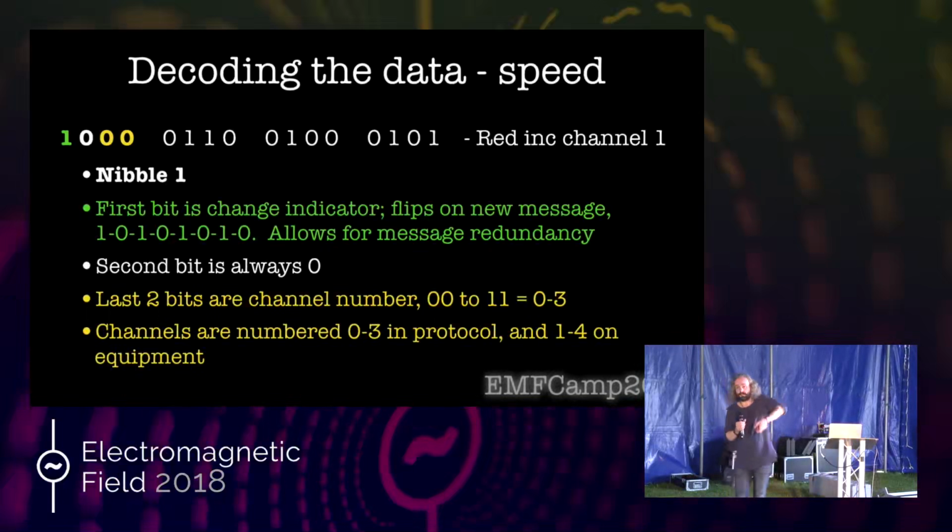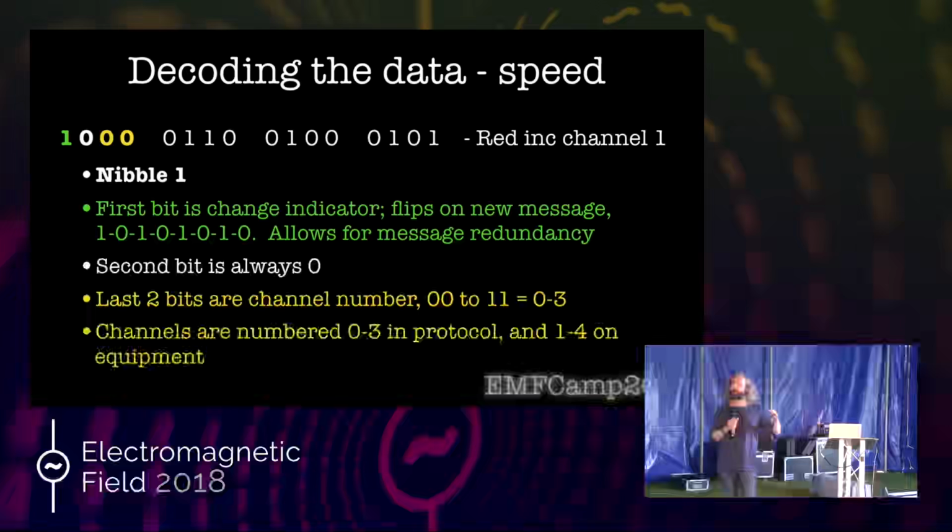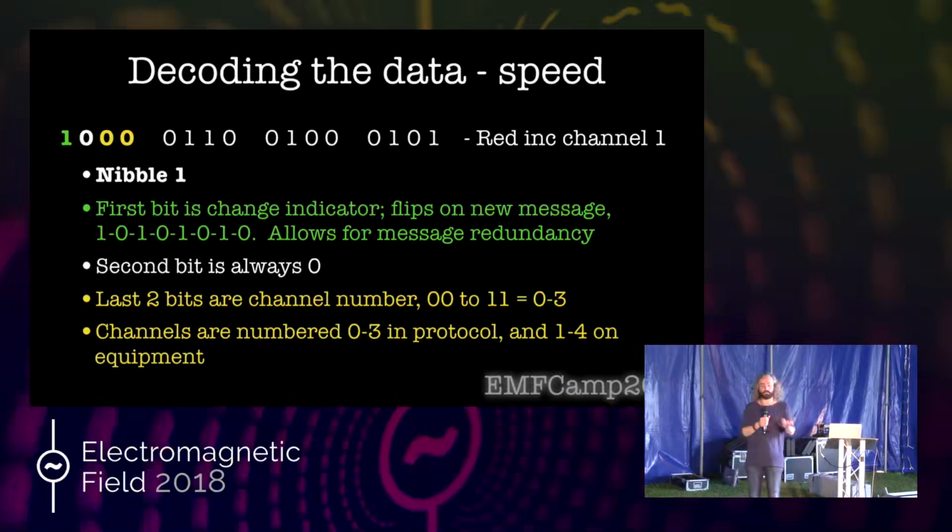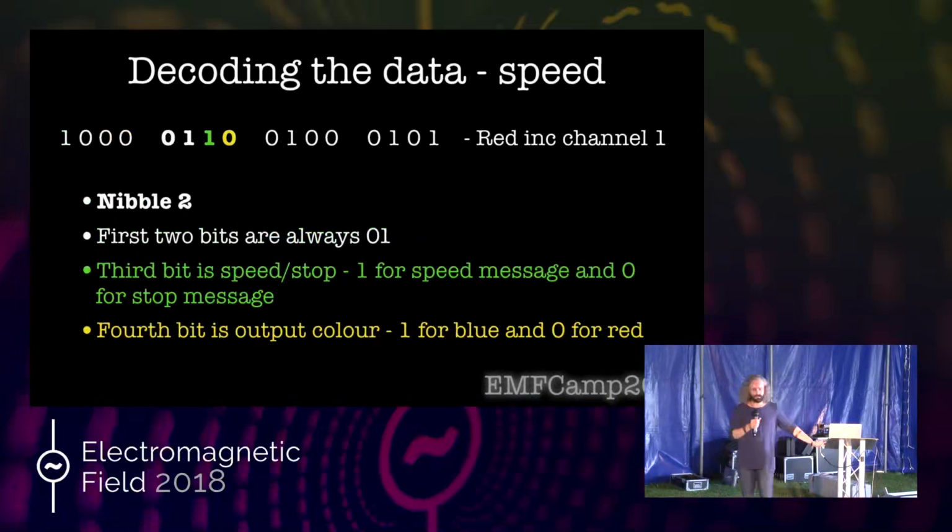So every time you click one of those rotary dials, it sends the same message 3 or 4 times. And the receiver only receives it once. And then when you click it again, it sends roughly the same message, but the change indicator will have flipped from a 1 to a 0, or from a 0 to a 1. It's quite clever, I quite like it. And then within there, you've also got the channel number. The second nibble tells you if it's a speed message, as in you've changed the speed, or if it's a stop message, as in you've pushed the red stop button.